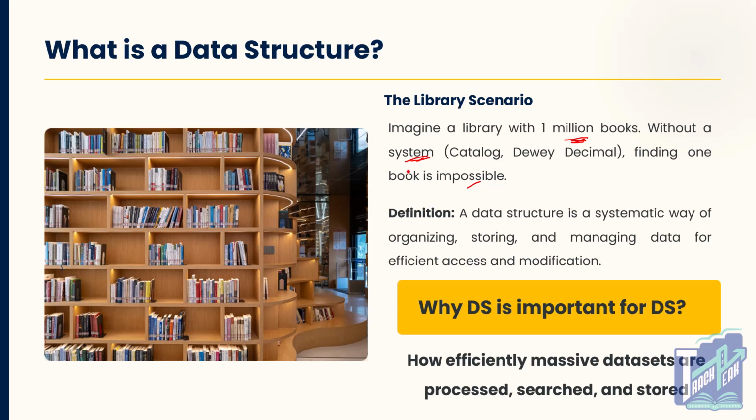So if there is a system and a well organized structure in a library, where they have planned and placed books subject and category wise in order, then it is very easy to find or search for a particular book. So this is a real example of structuring data. So the definition is simple: data structure is a systematic way of organizing, storing and managing data.